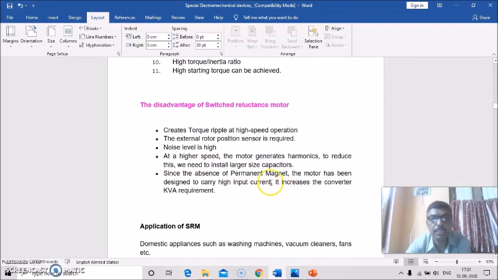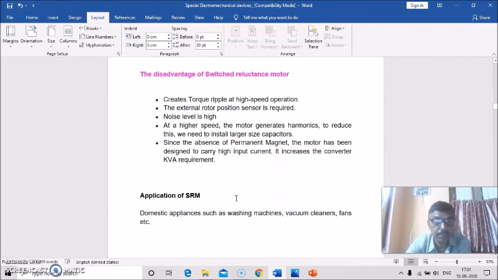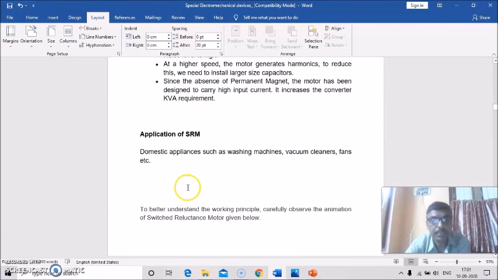The disadvantages are: it creates torque ripple at high speed operation, an external rotor position sensor is required, and noise level is high. At higher speed the motor generates harmonics, and to reduce this we need to install larger size capacitors. Since there is no permanent magnet, the motor has to be designed to carry high input current, and it increases the converter kVA requirements. Its applications are in washing machines, vacuum cleaners, fans, etc.